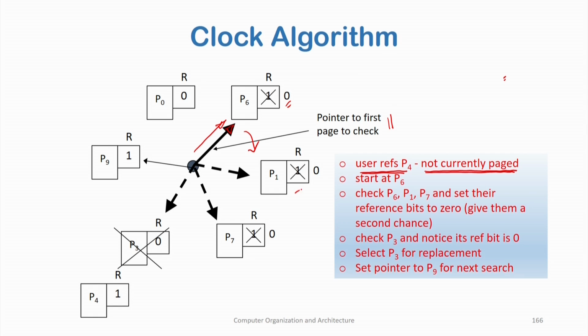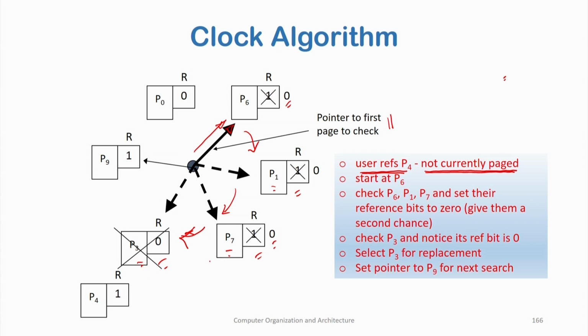I come here, I get this reference bit 1. Then I go to P1 and P7, and I find the reference bit to be 1. For all these 3, I change it to 0 and move on. When I come to P3, I see that the reference bit is already 0. So, I therefore choose P3 for replacement.